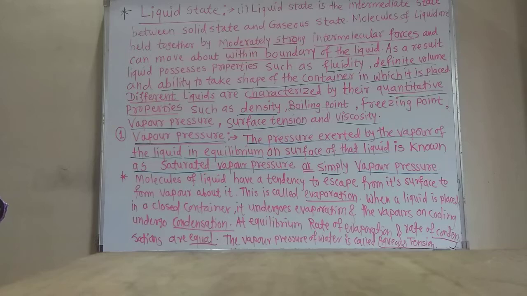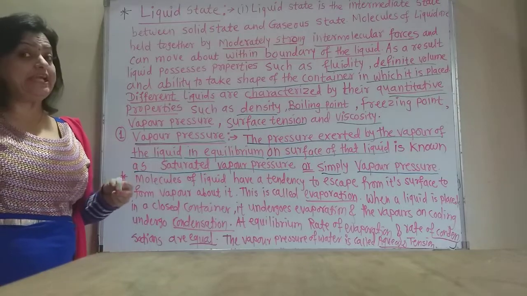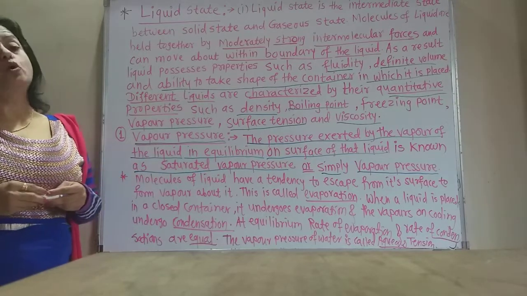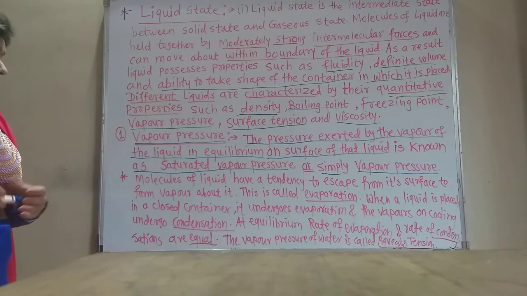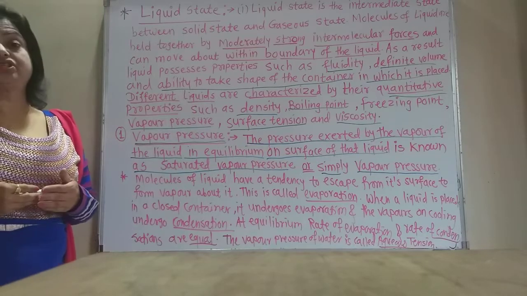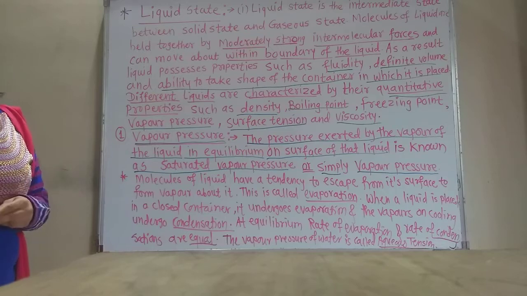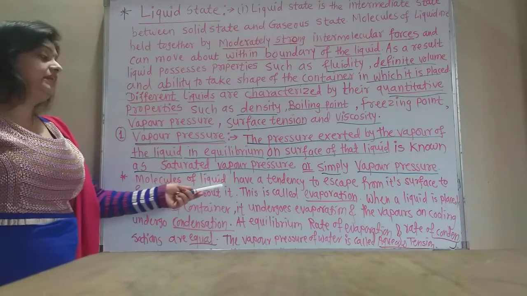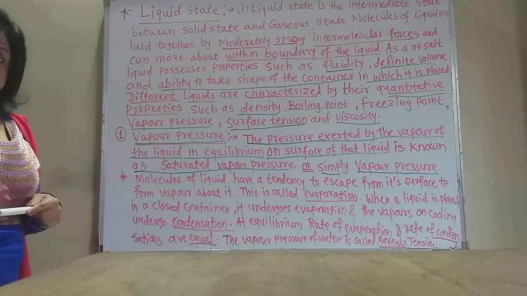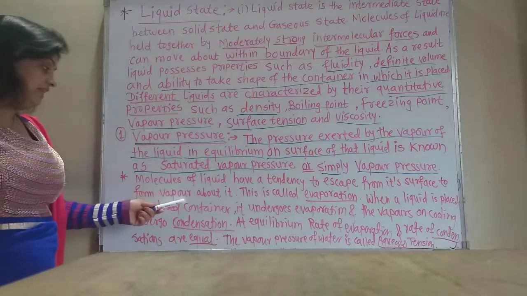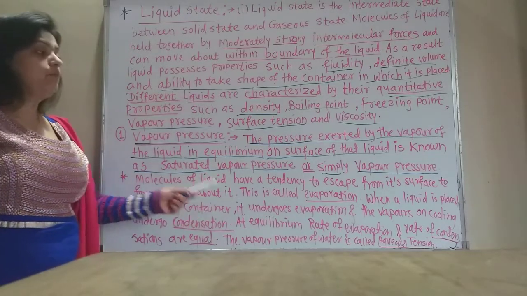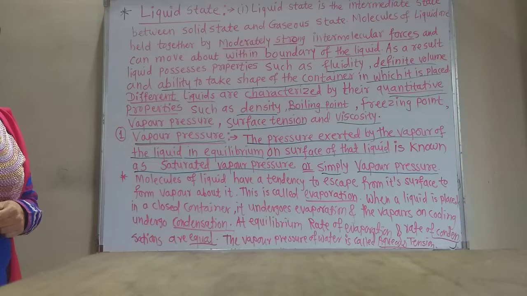Now, what is this equilibrium? We know that the molecules of the liquid have a tendency to escape from the surface of that liquid and form vapors above it, and this is called evaporation. We know evaporation.